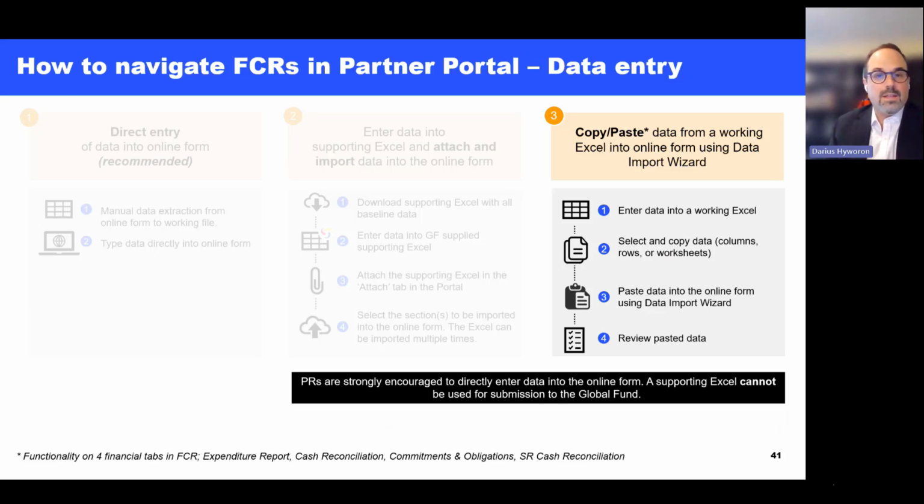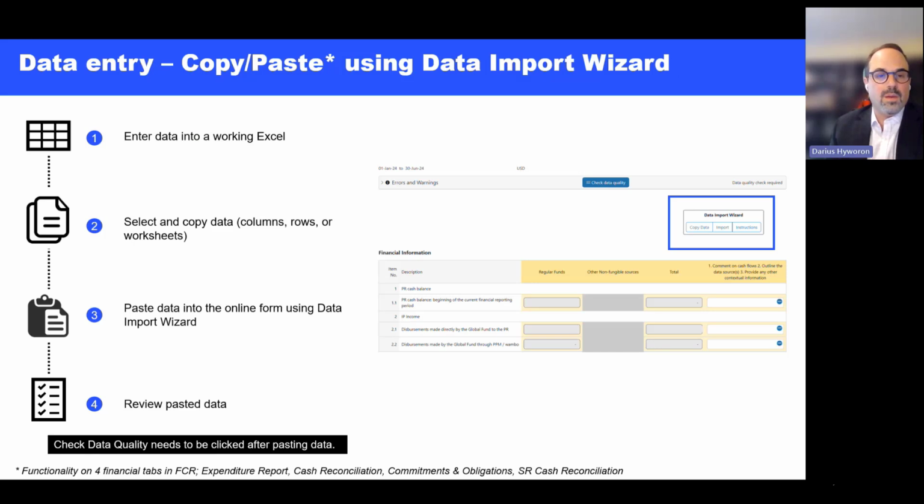The third modality is the copy and paste. And again, for the data heavy financial tabs, the 4 that are indicated there, the 4 of the 9 that need to be submitted, it's also a recommended tool together with the online form or online entry. So here you can enter data into whatever working Excel files you might have, and you can copy and paste the selected data, the specific columns and rows from your worksheet, and paste that data directly into the online form as a batch. And then it's important also to review that the pasted data came in as expected.